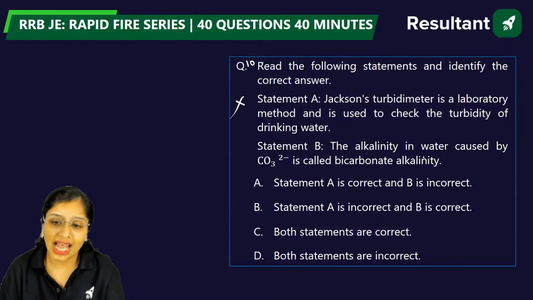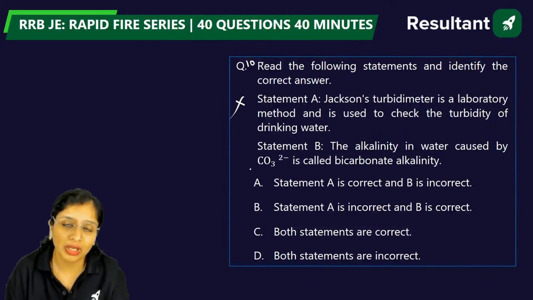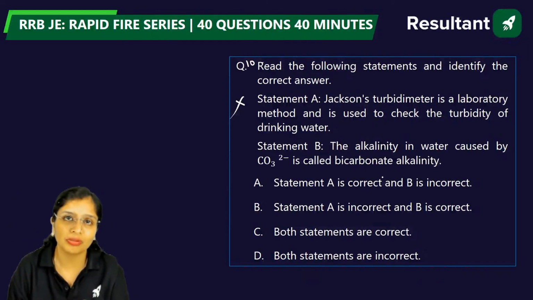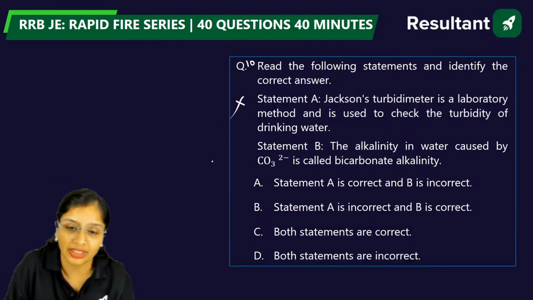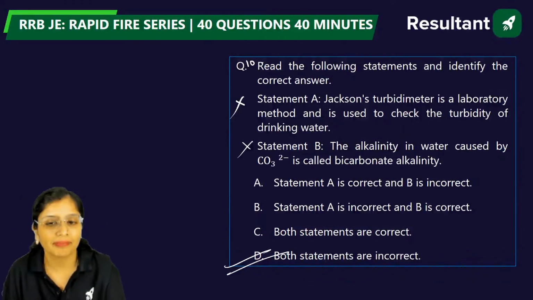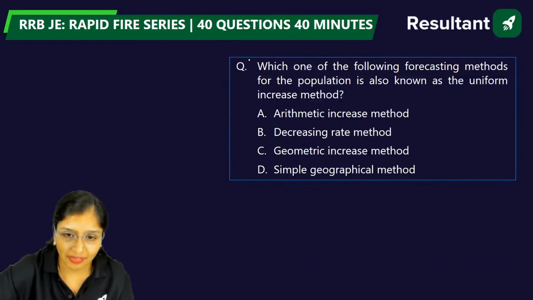Next is the alkalinity in water caused by carbonate is called as bicarbonate alkalinity. No. Since it is caused by carbonate, you call it as carbonate alkalinity. If it would have been caused by HCO3 minus, you could have called it bicarbonate alkalinity. So statement B is also incorrect. So both statements are incorrect. Okay. Now, question number 11.